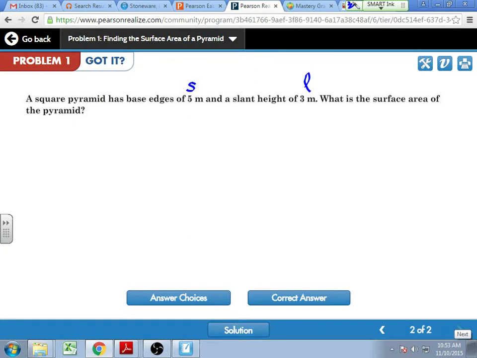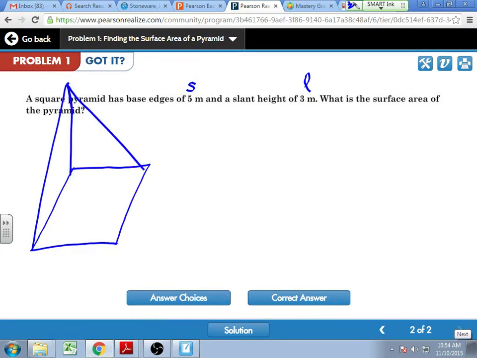So wait a minute, what does that stand for? Just side length. So if I were to draw a picture of this, actually I need to give it some perspective. Whoa, okay. And this is 5 and 5. That's beautiful. That's 3.